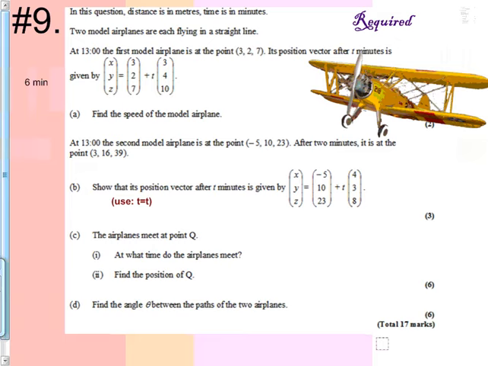Two model airplanes are flying in a straight line. The first model airplane is at the point 3, 2, 7. Its position vector after t minutes is given by this. I really need you to understand where it is right now, which is what? Say it in three numbers. 3, 2, 7. Okay, now in the room, where would that be? Number 3. Up 2, back 7. All right. And then, what does this mean? Where is it heading?